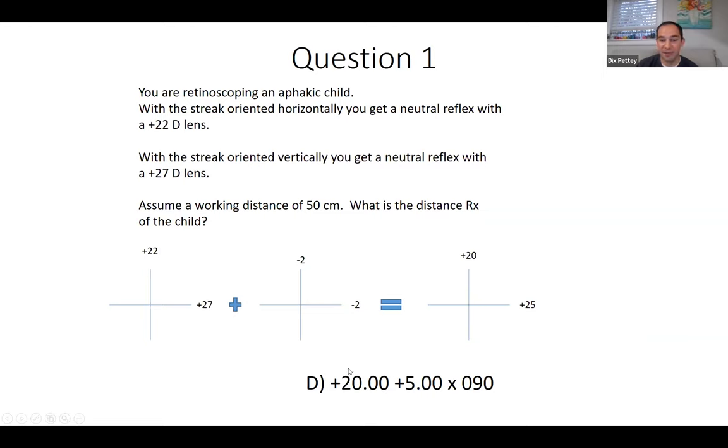But if you forget this vergence, the working distance, it can definitely throw you off. I am very impressed. You all got the powers on the right lines, which with retinoscopy can be a little bit tricky sometimes. Any questions on this problem? Going once, twice. Okay. Great job on that one. Let's go back to the Kahoot.